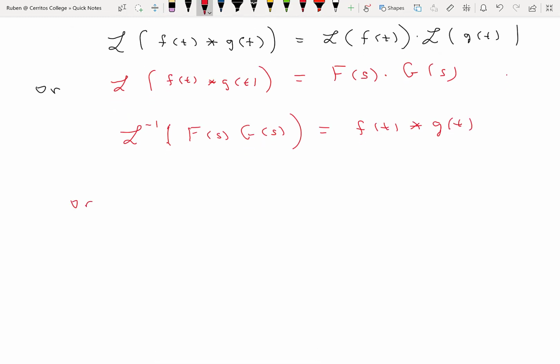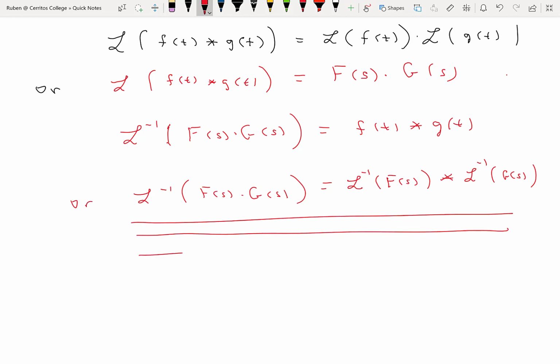Or we can write it as the inverse Laplace transform of F(s) times G(s), and this is regular multiplication, is the inverse Laplace transform of capital F(s), that's small f(t), convolved with the inverse Laplace transform of capital G(s). This is how we deal with the inverse Laplace transform of the product of two functions of s. The inverse Laplace transform does not distribute inside precisely, but it sort of does. But the product that occurs after you've distributed it is not a regular product, it's a convolution.